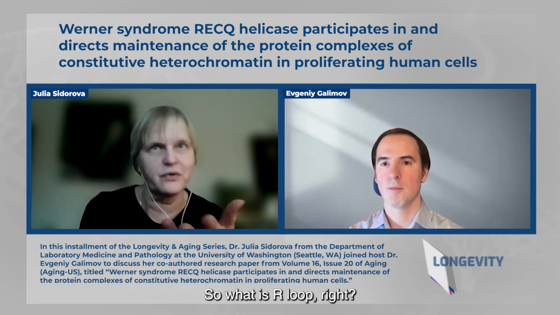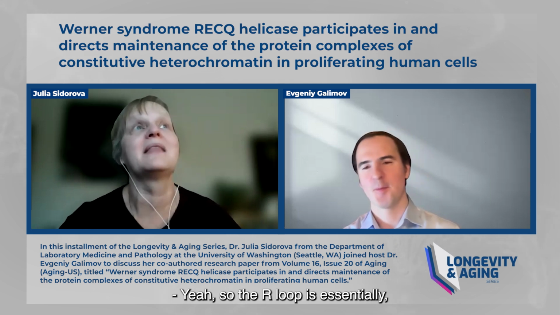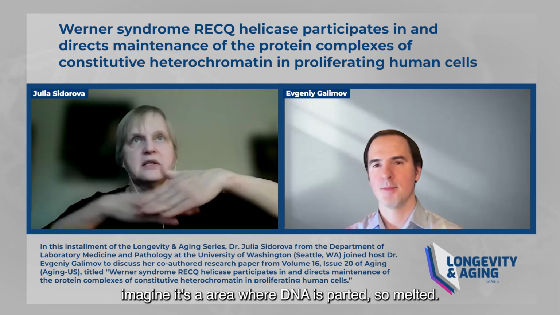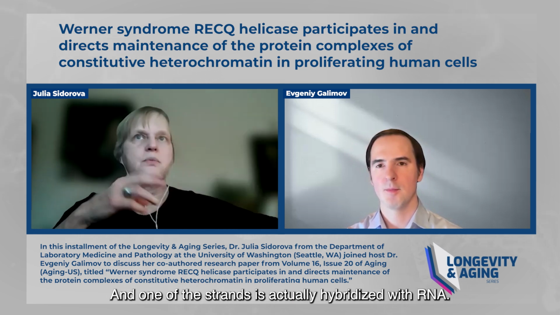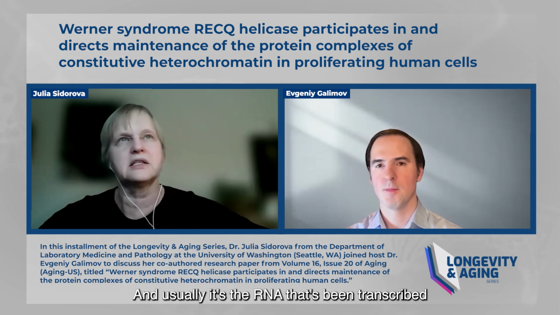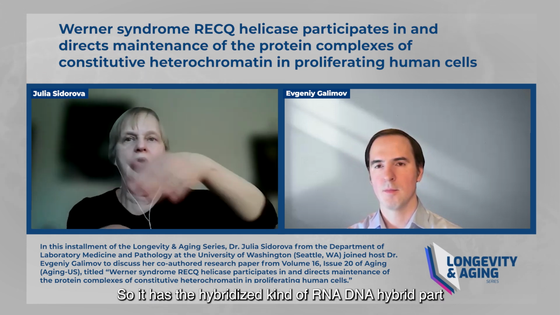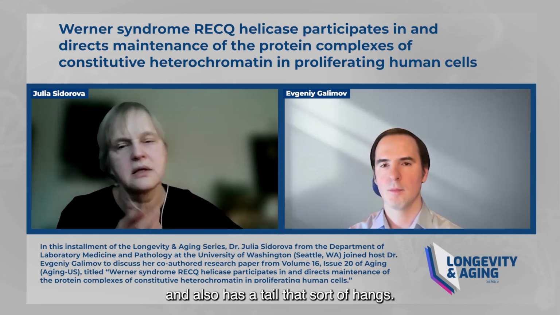And of course, here I have to define, right? So what is an R loop, for the audience? And what is a quadruplex as well? Yeah, so an R loop is essentially, imagine, an area where DNA is parted, so melted, and one of the strands is hybridized with RNA, usually the RNA that's been transcribed in this region. So it has the hybridized RNA-DNA hybrid part, and also has a tail that hangs.